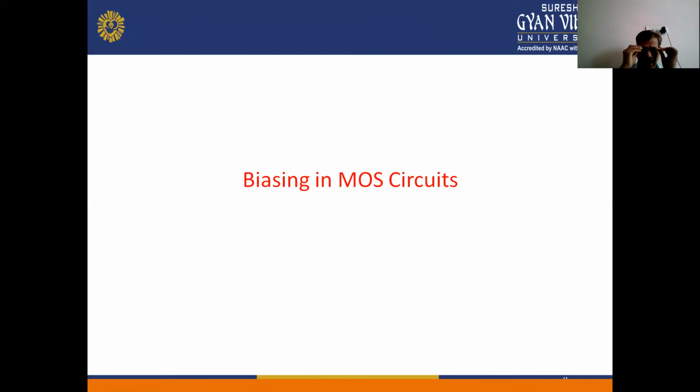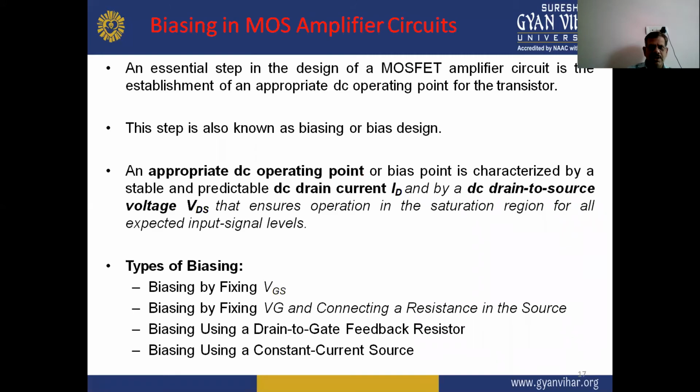Next topic is biasing in MOS circuits. So what is the role of biasing and what types of biasing in the MOSFET circuit are generally used, and biasing in MOS amplifier circuits. An essential step in the design of a MOSFET amplifier circuit is the establishment of an appropriate DC operating point for the transistor. This step is also known as biasing or bias design.